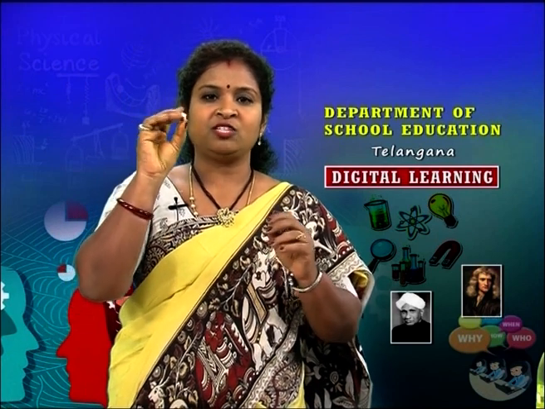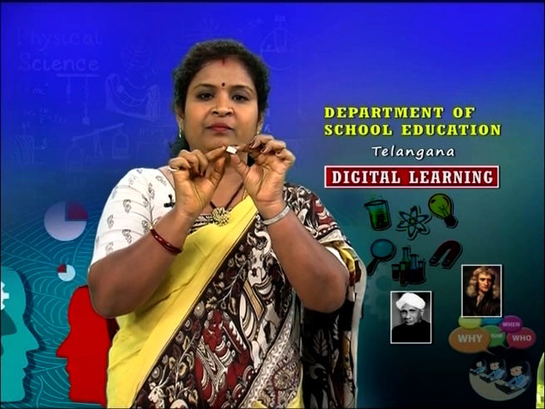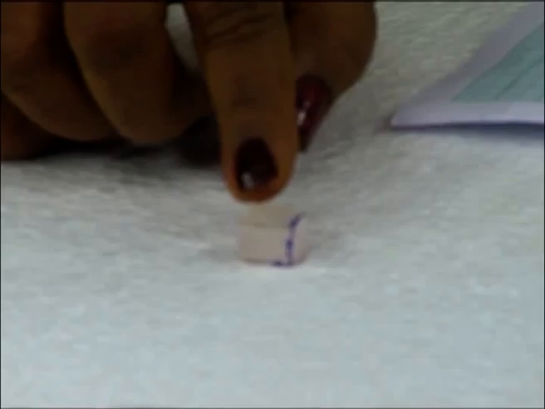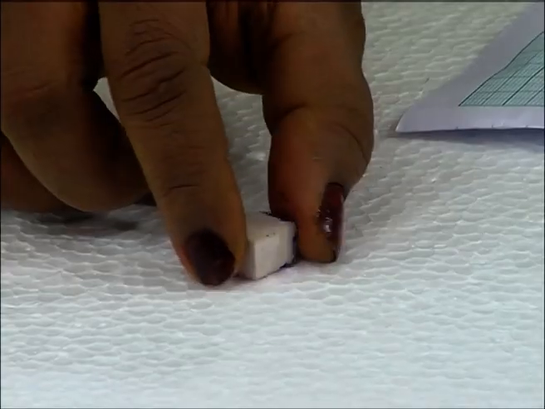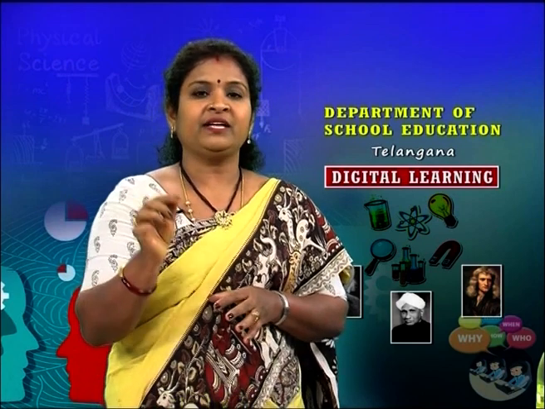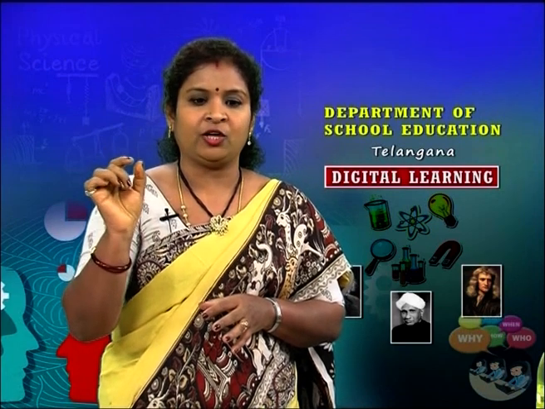Here again, we have taken a small cube. Now, this cube has a length of 1 centimeter, breadth of 1 centimeter. Look at this, children. It has a length of 1 centimeter and breadth of 1 centimeter, and height also it is 1 centimeter. So, what will be the volume? What is the formula of volume, children? Length into breadth into height. That is 1 centimeter into 1 centimeter into 1 centimeter, that is equal to 1 centimeter cube.